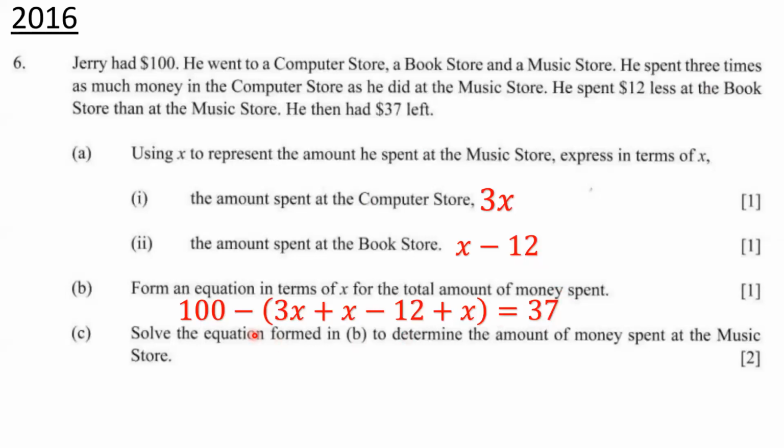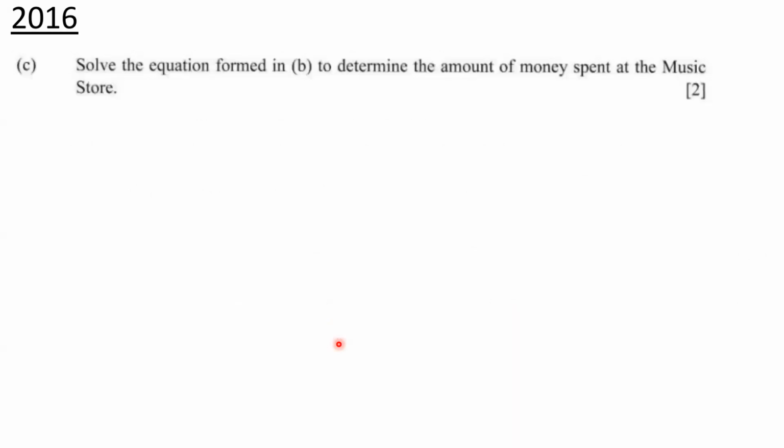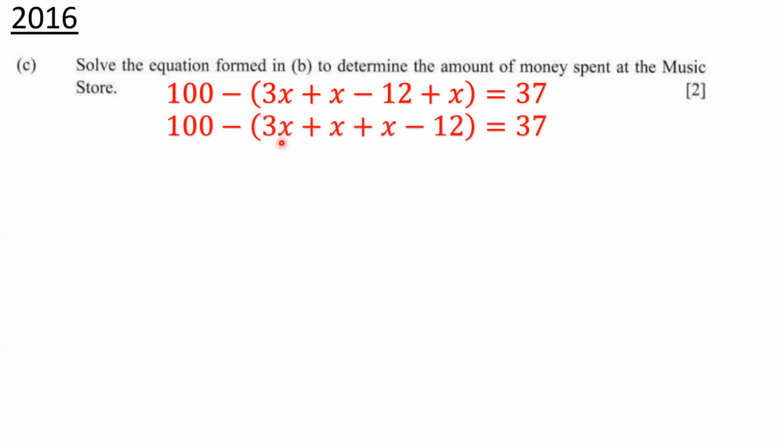Now it says solve the equation formed in B to determine the total amount of money spent at the store. So we're going to solve this equation. Let's gather the like terms. So we have 3x plus x plus x. So this 3x plus this x, and then obviously the minus 12. Now 3x plus 1x is going to be 5x, minus 12.